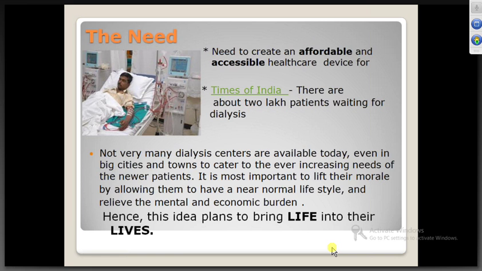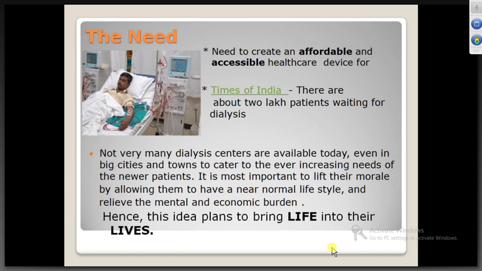So you can see a picture. The need is to create an affordable and accessible healthcare device for dialysis. It is estimated that there are about 1 lakh patients added every year, and about 2 lakh patients are waiting in Chennai alone for getting their dialysis done. You can see the volume, the kind of people suffering for want of getting dialysis done.